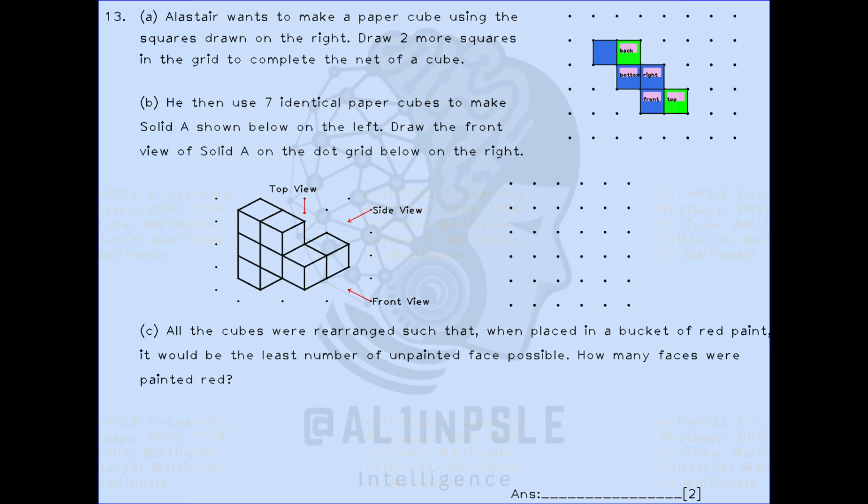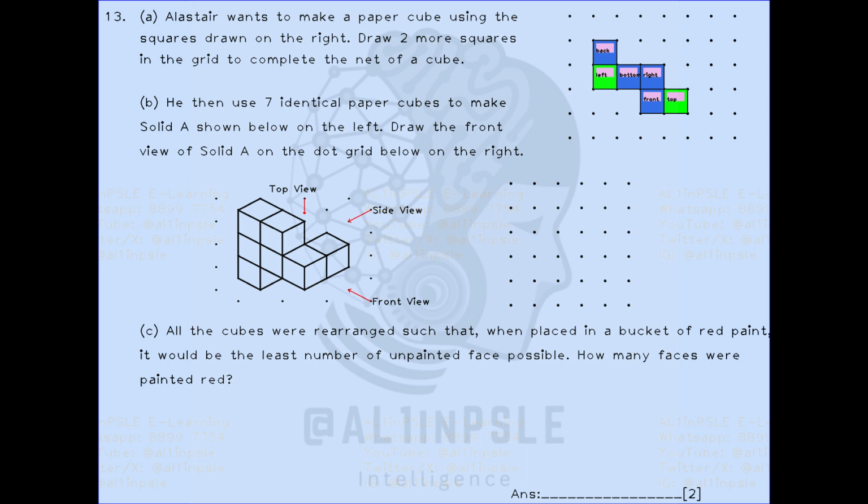One way is to assign the square above the bottom face to be the back face, and the remaining face will be the left face. The second way is to assign the square to the left of the bottom face to be the left face, and the remaining face will be the back face. Nicely done. We shall move on to part B.